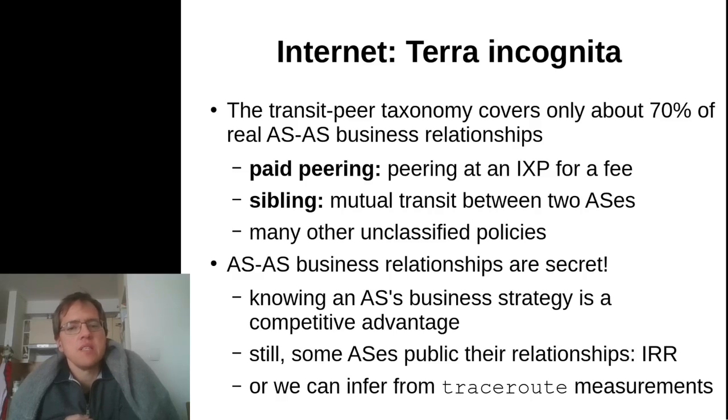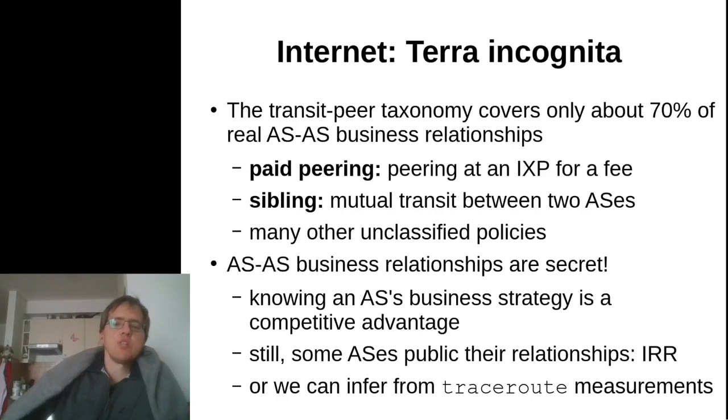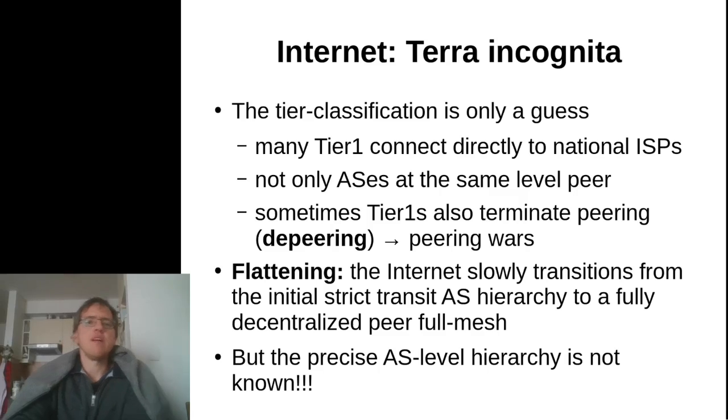Still, there are a couple of ASs which publish their business relationships in a distributed database called the Internet Routing Registry. And again, in the Internet Monitoring Lab you will have the opportunity to look into the IRR and identify the peering policy and business relationships of a couple of ASs. We can also do measurements, usually traceroute measurements, which we can use to infer business relationships, but this is of course much less reliable than direct reporting.